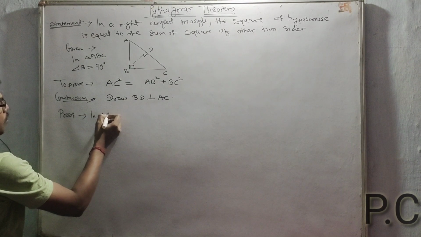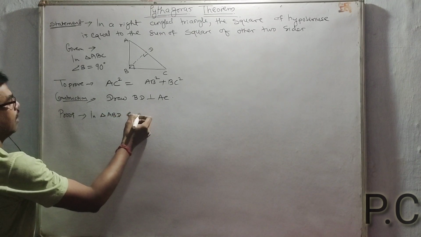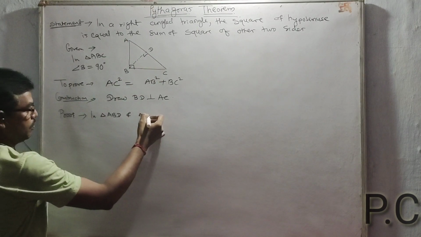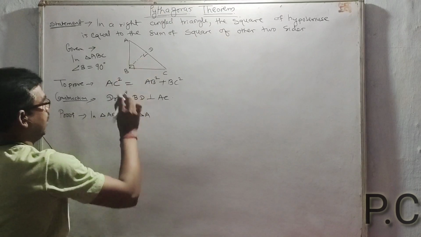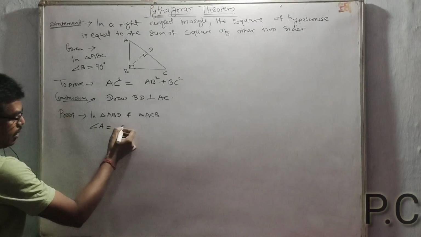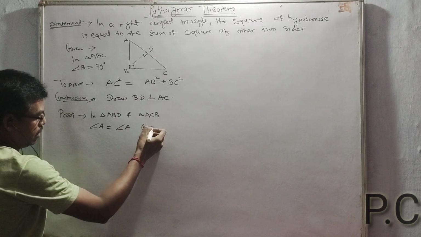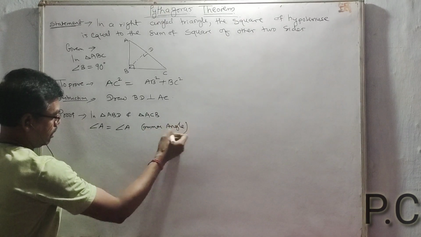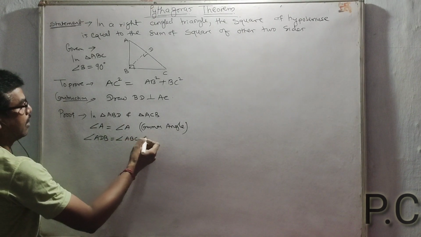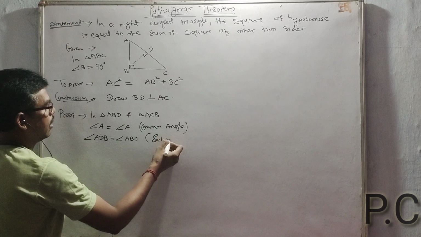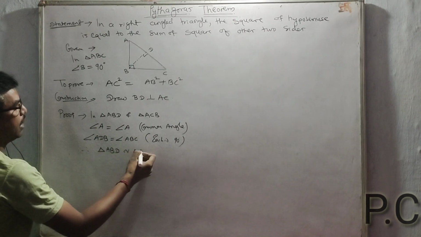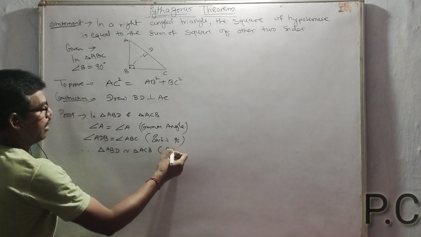So in triangle ABD and triangle ACB, angle A is common. So we have to write A, BD, ACB. Angle A equal to angle A, that is common angle. Angle ADB equal to angle ABC, that is each is 90 degree. Therefore triangle ABD is similar to triangle ACB by AA criteria.